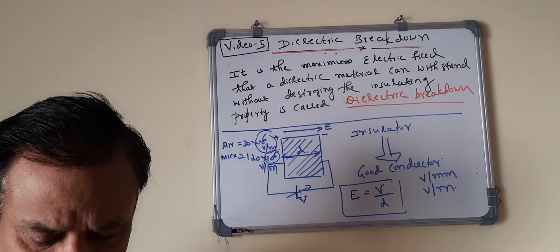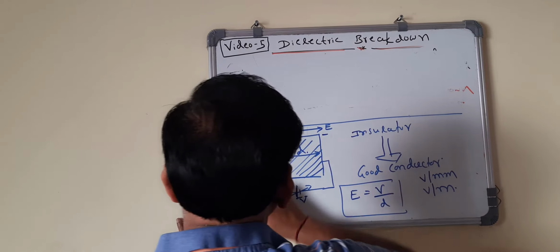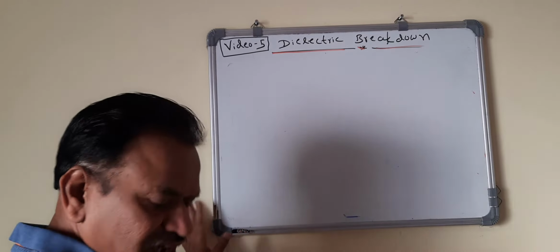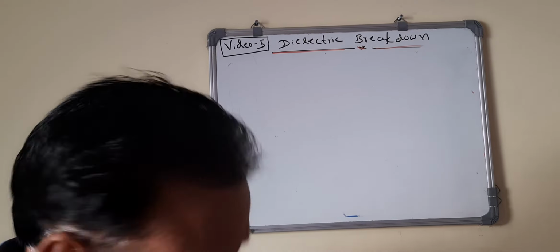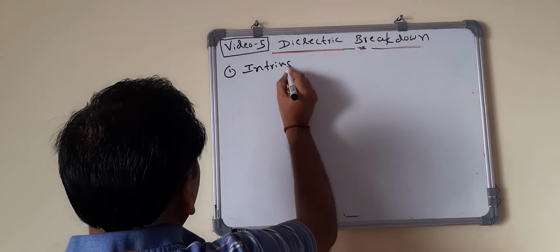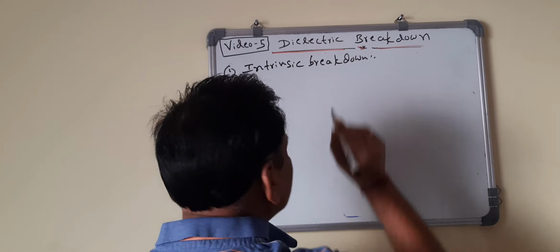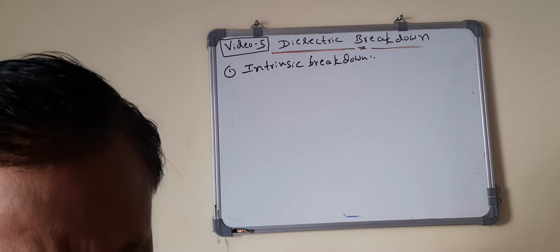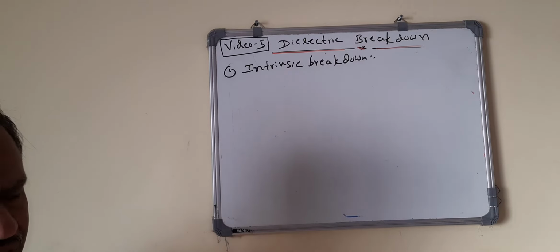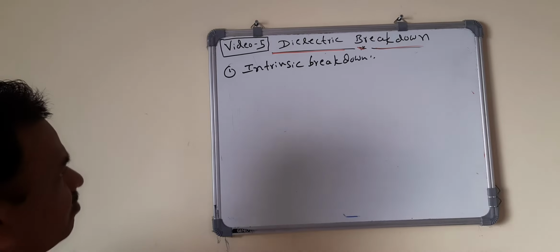Okay. Next, there are different types of dielectric breakdown. What are they? The first one is intrinsic breakdown. They will ask you a question: write a note on dielectric breakdown. Just write the definition, and also write the types of breakdown. Intrinsic breakdown. Next is thermal breakdown.